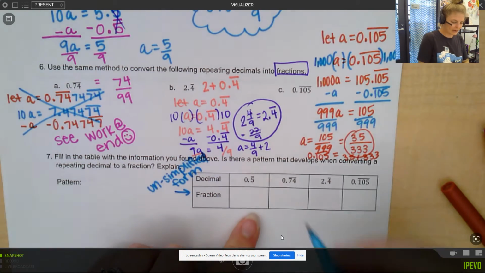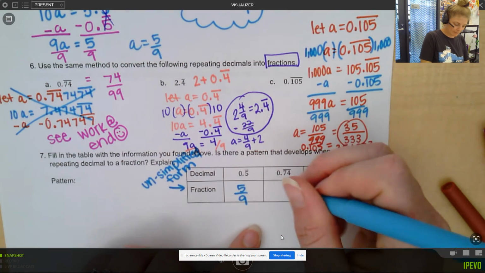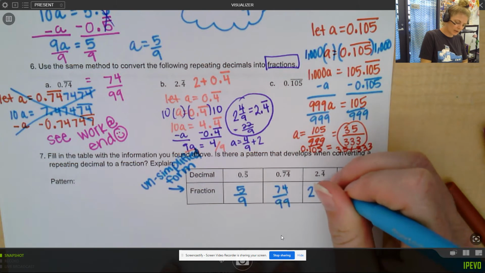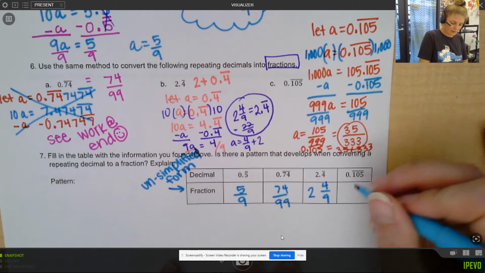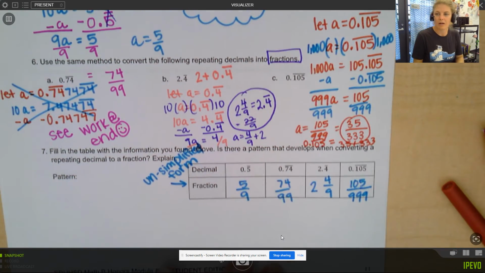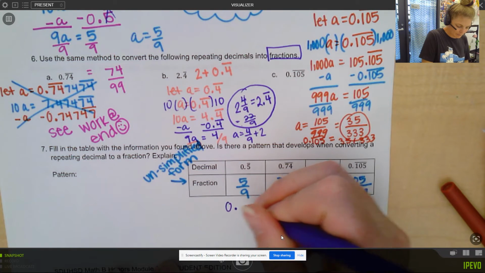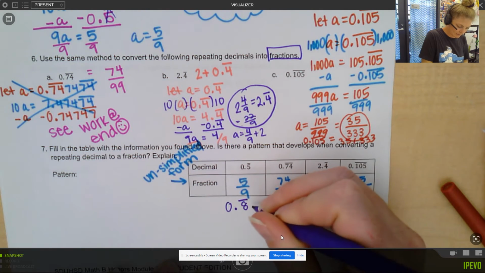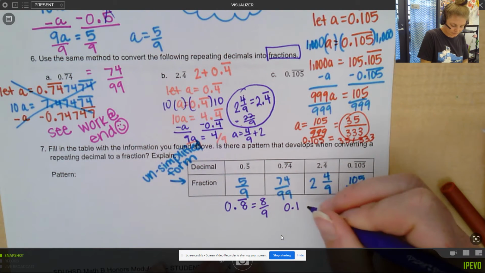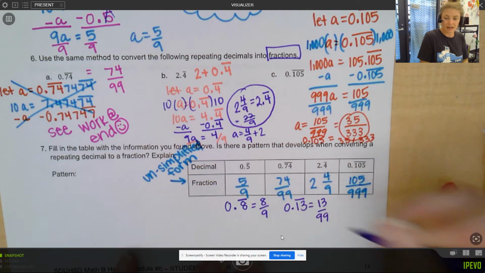So 0.5 repeating, 5 over 9. 0.74 repeating, 74 over 99. 2.4, well, 2 and 4/9. 0.105 repeating, 105 over 999. Miss Barr, how did you do that so fast? Well, even if I had 0.8 repeating, that's going to be 8/9. If I had 0.13 repeating, 13 over 99.